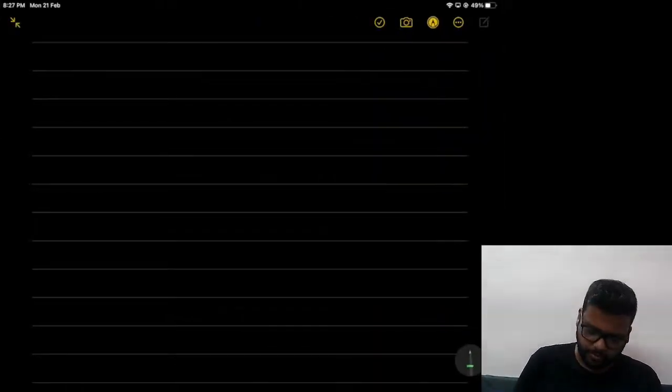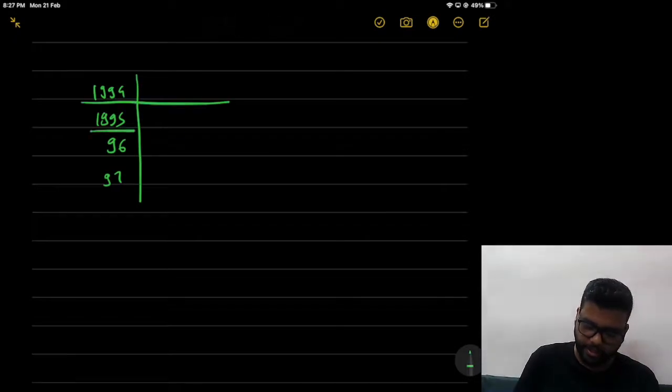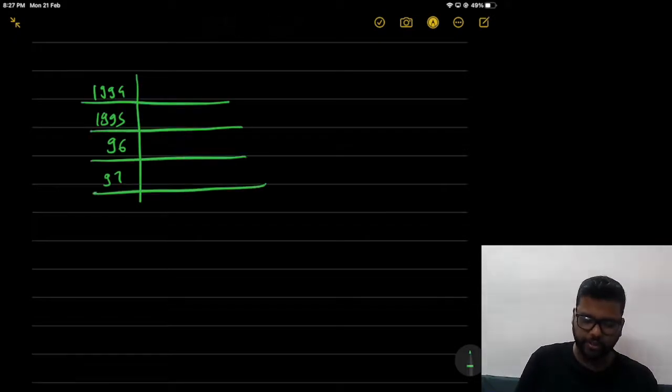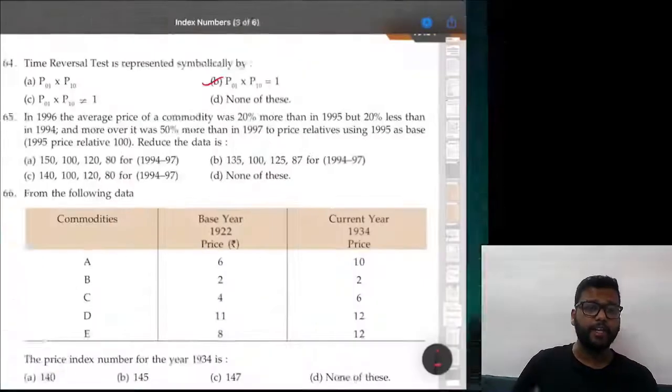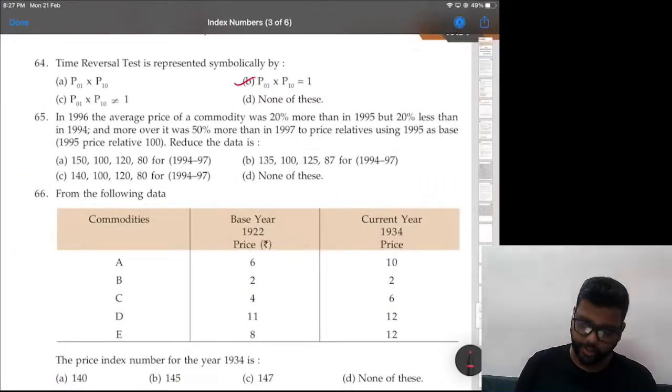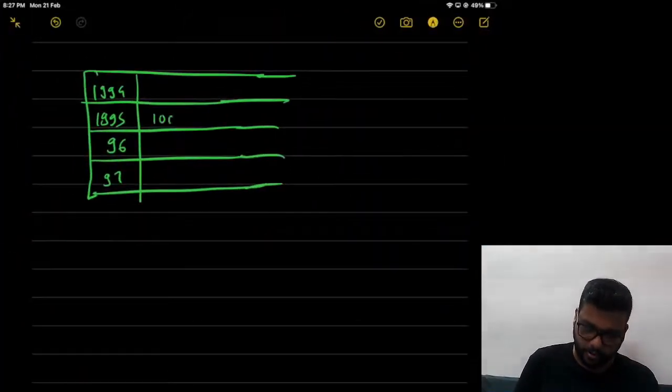Let's take what years we have: 1994, 1995, 96, 97. Let's write our final answers in one column, and let's write our working in other columns. This is just a question of ratios, nothing else. Understand carefully. What is given is, in 1996, the average price of the commodity was 20% more than 1995. They are saying for 1995 it was 100, right? So in 96, 20% more means 120.